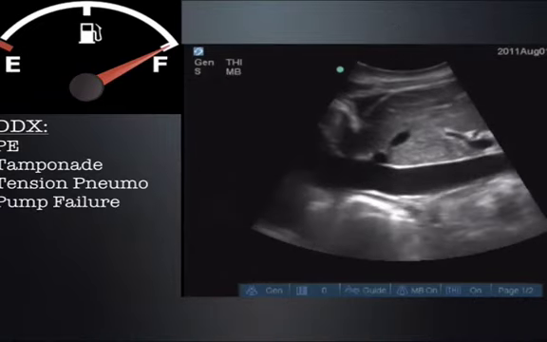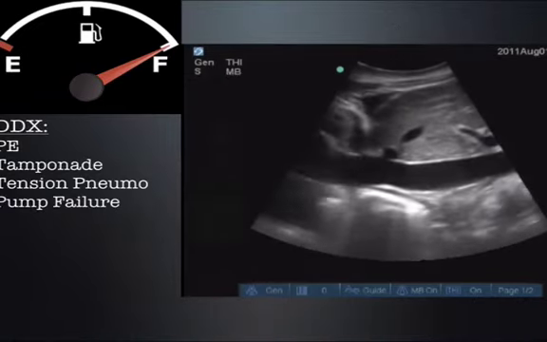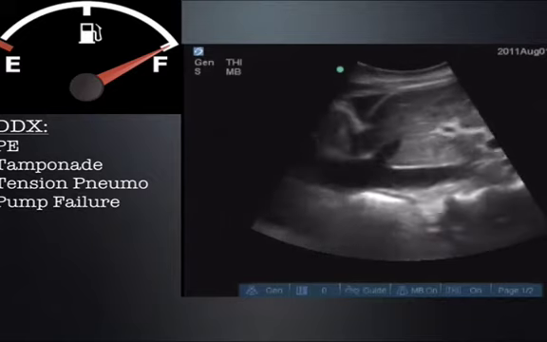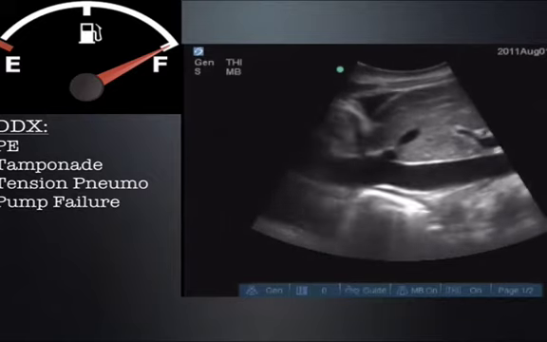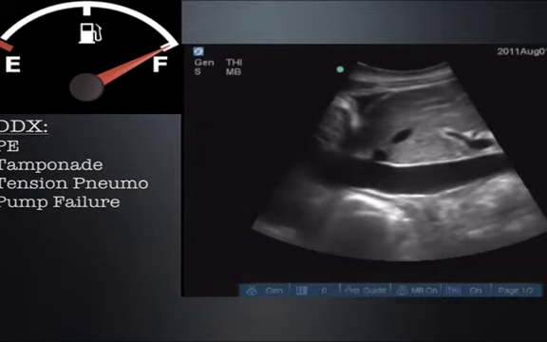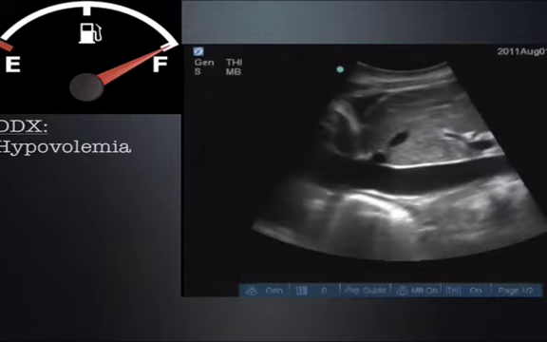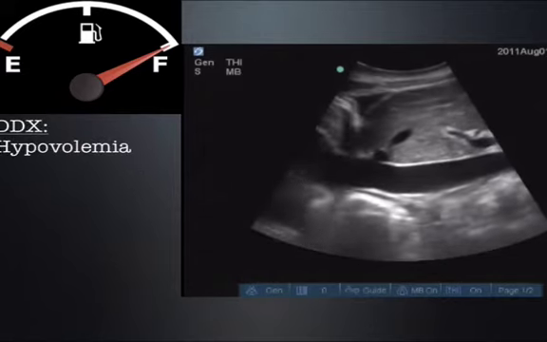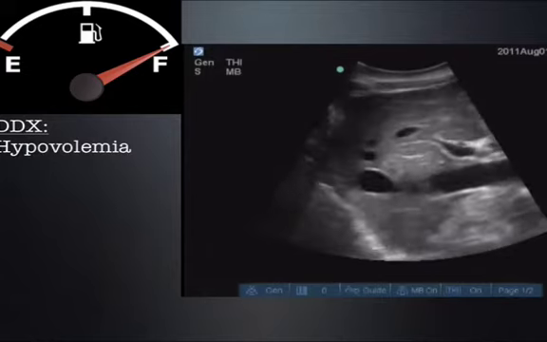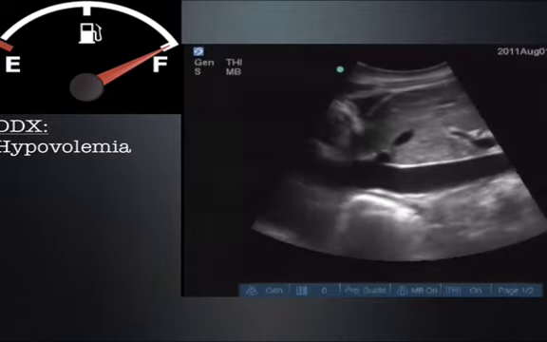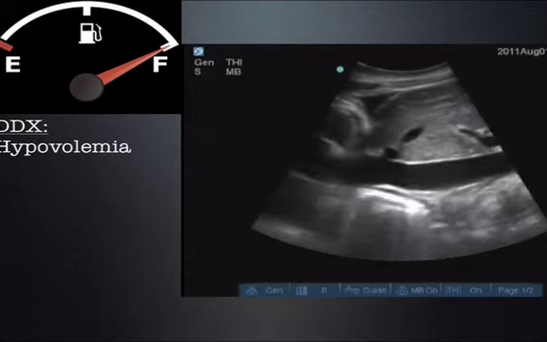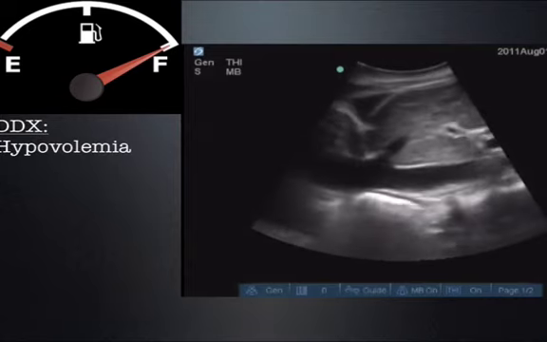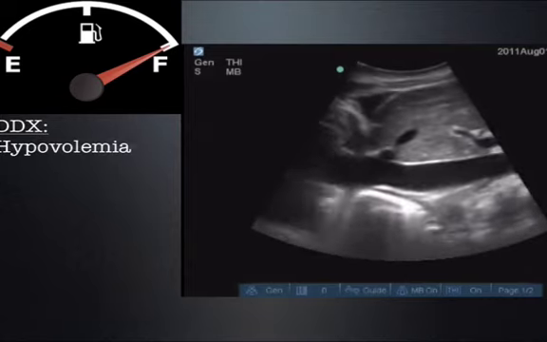So once we've identified an IVC like this, we know right off the bat, pulmonary embolus, tamponade, tension pneumothorax, and pump failure are all pretty high on our list. We know that this patient is less likely to be hypovolemic. Can't be completely sure of that, and I'll explain that coming up. But we know pretty early on this patient is likely not hypovolemic.